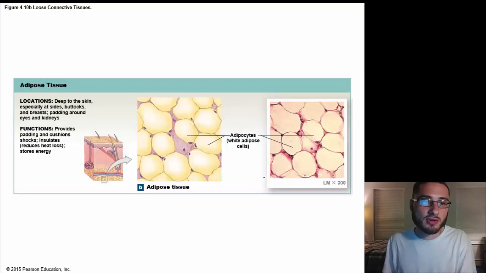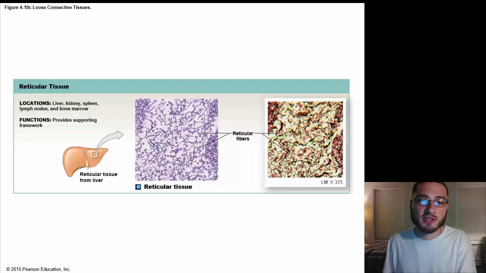This shows you areolar tissue, adipose tissue. These are the fat cells, not a lot to them. Okay, you don't see all these different organelles. It doesn't look too complex. It's really just cells with a whole lot of fat in them, a lot of lipids in them.